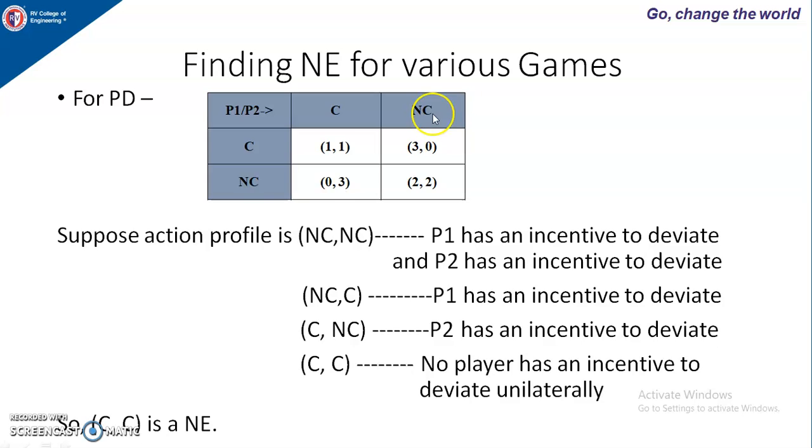Suppose you fix the action of player 2 to NC and change player 1's action from NC to C. At that time, player 1 will get a payoff of 3 and player 2 will get a payoff of 0. Therefore, player 1 has an incentive to deviate. So for NC, NC both players have an incentive to deviate. So it is not a Nash equilibrium.